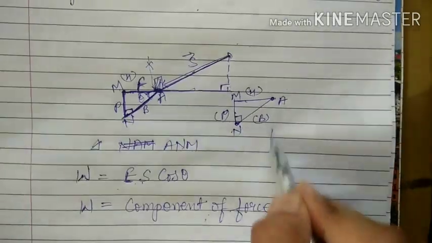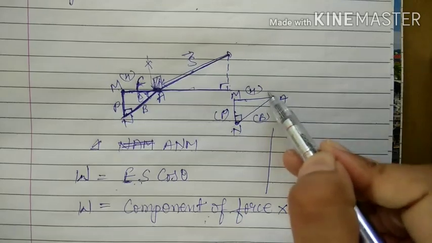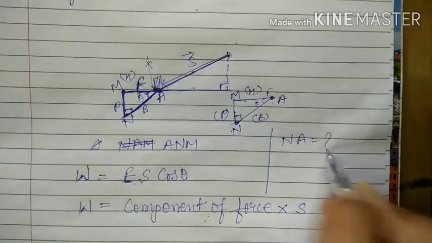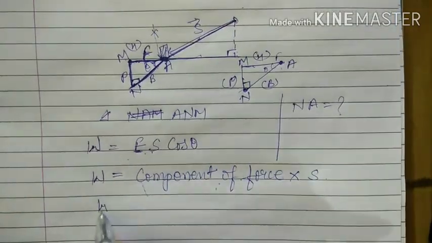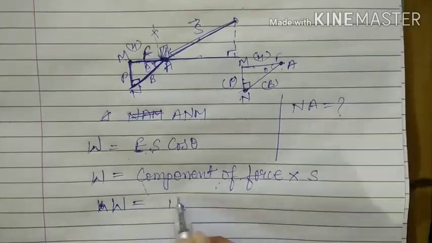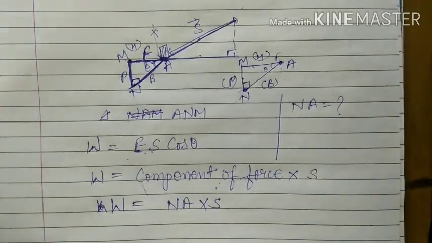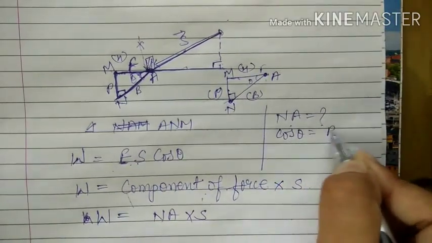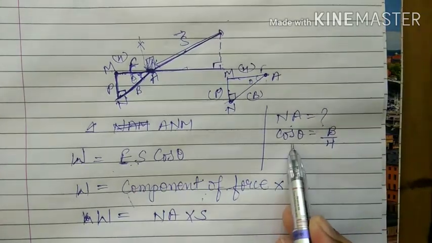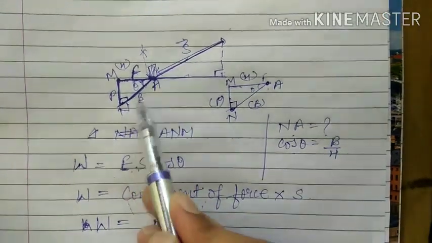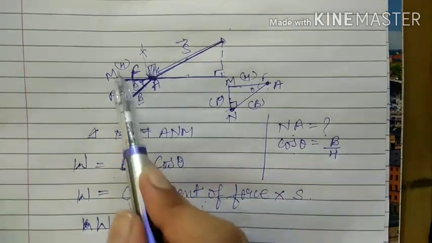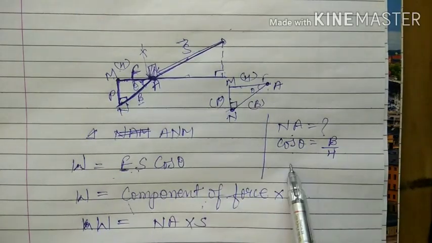Okay, so you see, for the component of force, see here, this is the component of force. This is force and this is at angle theta. So this is the component. What we want is basically NA. So here we can write work done is equal to NA into S. Now we have to find NA. Again we will go to cos theta is equal to base upon hypotenuse. Why again cos theta? Because we need one unknown side NA and one known side, that is the hypotenuse. So again we need base and hypotenuse. That's why we are using only cos theta.